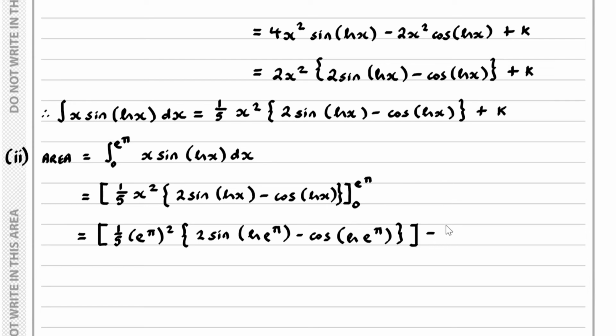And for the lower limit, we have 1/5 times 0 squared multiplied by 2 times, rather here, my lower limit's 1. So I've got 2 times the sine of the natural log of 1 minus the cosine of the natural log of 1.